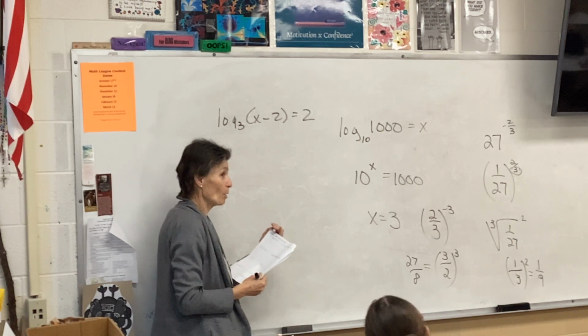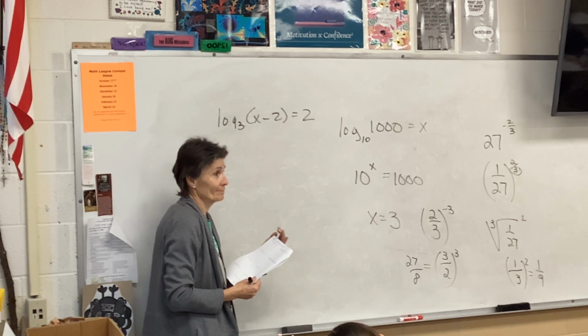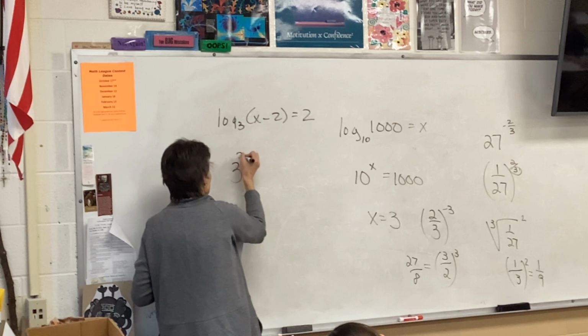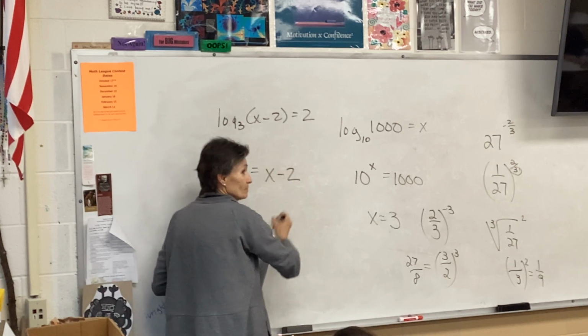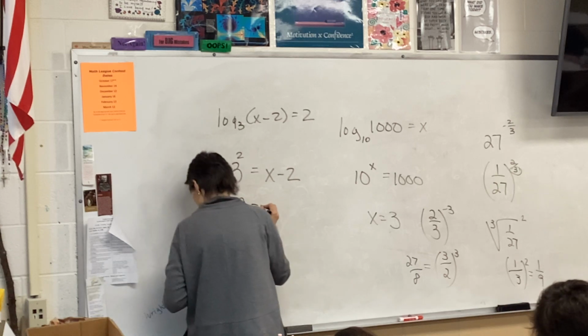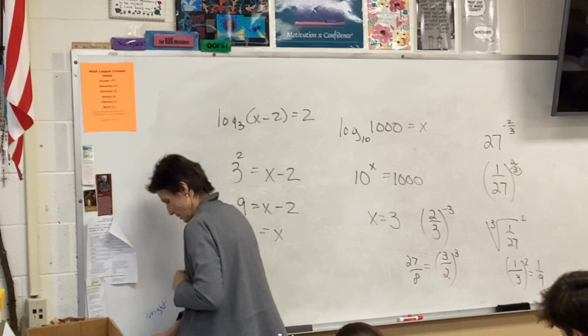Okay. Back to our problem. Here we go. What do I do? 3 to the 2nd equals x minus 2. So 9 equals x minus 2, and x equals 11.